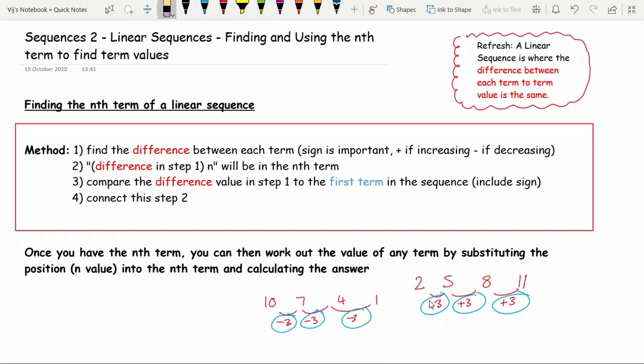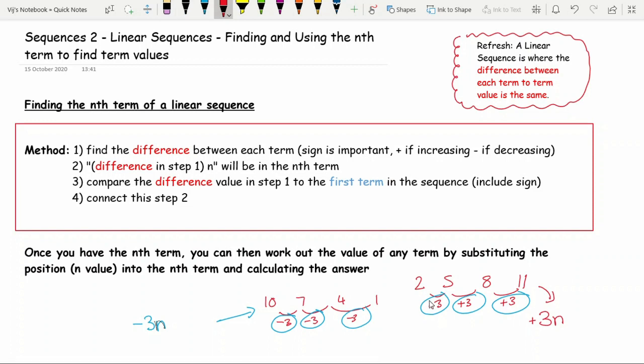Now for step 2: whatever the difference is, that times n will be in the formula. For this sequence here, as the difference is minus 3, minus 3n is going to be in the formula. With this sequence here, the difference is positive 3, so positive 3n would be in the formula. For positive 3n you don't have to write the plus, but you're not going to lose any marks if you do. You only identify signs if they're minus; if there's no sign, you just assume it's plus. But that's what step 2 actually means.